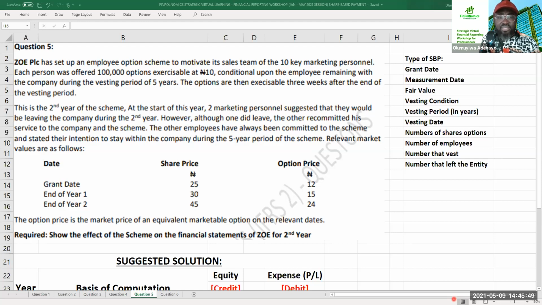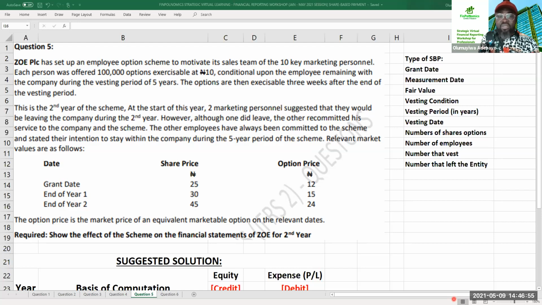Now the question is, in the second year of the scheme, at the start of the year, which is probably 1st of January 2012, 2 marketing personnel suggested that they will be leaving the company during the second year. What that signifies is that this estimate is considered to have been in existence as at the end of year 1. Because remember, information available to you as at 1st of year 2 is equivalent to information you had as at 31st December year 1, which means the estimate of the number of people that will leave out of the 10 marketing personnel is 2 as at end of year 1. But fortunately for the company, during year 2, only 1 person left.